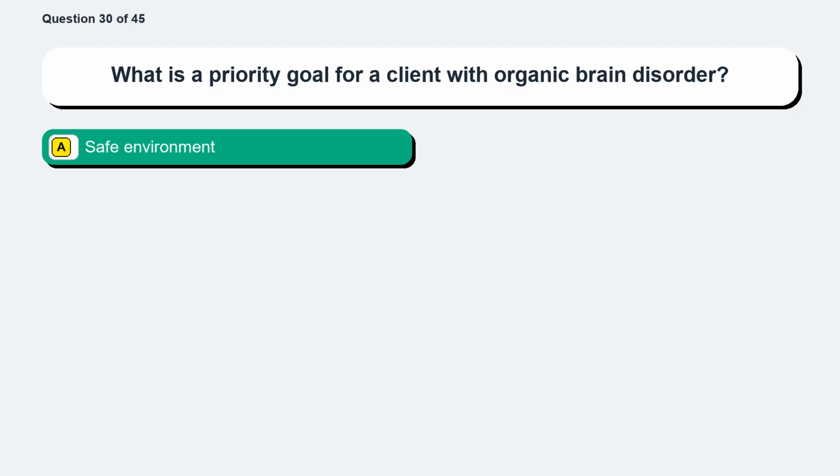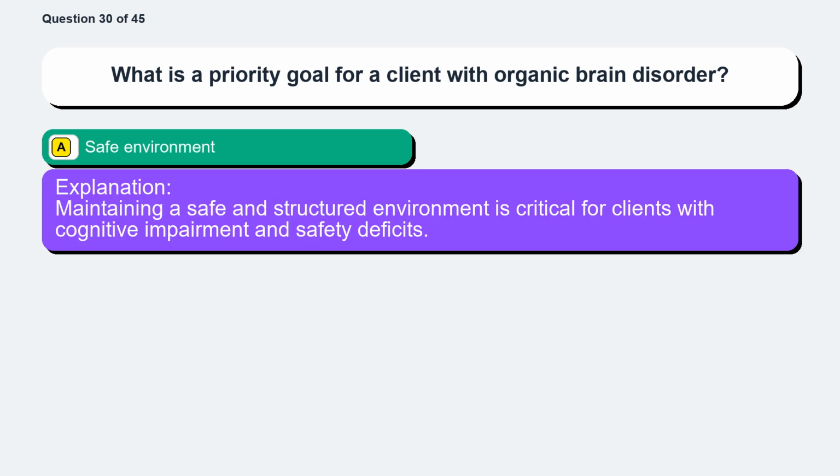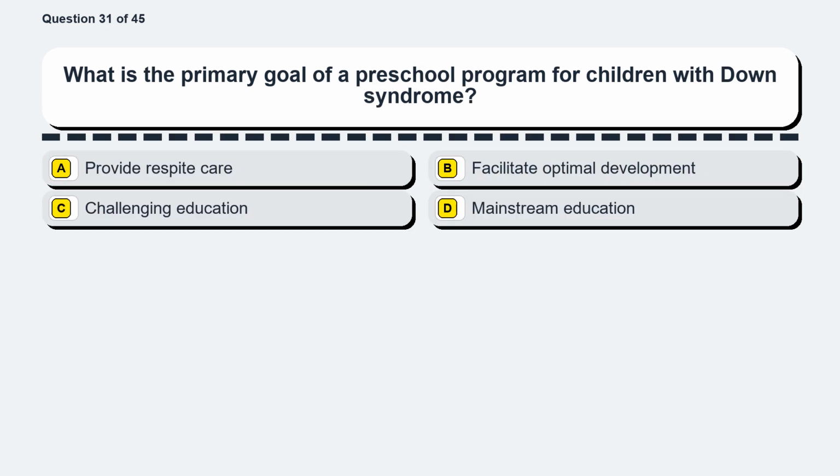The correct answer is option A, safe environment. Maintaining a safe and structured environment is critical for clients with cognitive impairment and safety deficits. Question 31. What is the primary goal of a preschool program for children with Down syndrome? Option A, provide respite care. Option B, facilitate optimal development. Option C, challenging education. Option D, mainstream education.